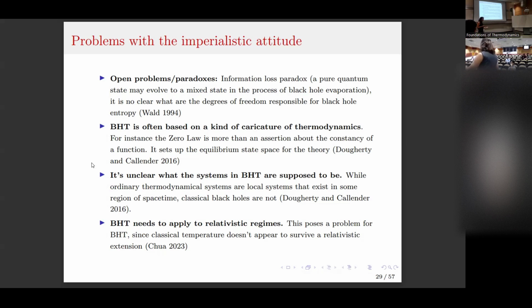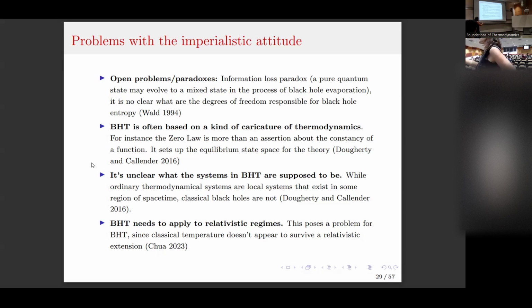But another important problem is that it's not clear, although there are different proposals now, at least originally, it wasn't clear what entropy really meant for black hole thermodynamics. So it wasn't clear what were the degrees of freedom responsible for black hole entropy.